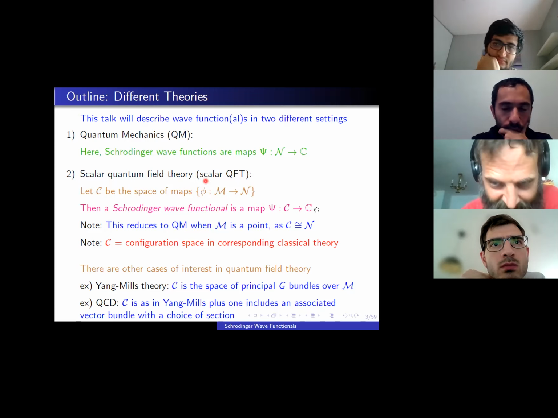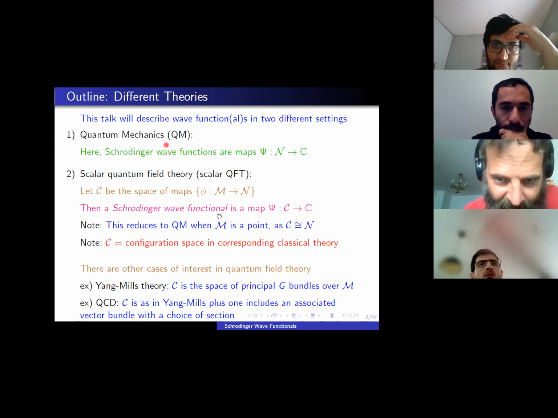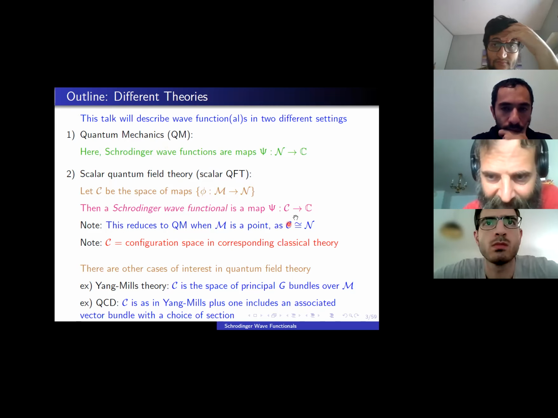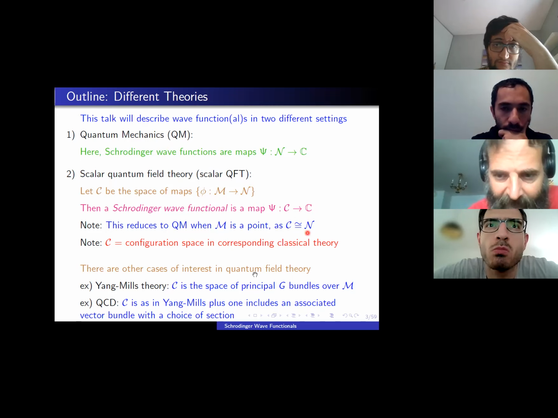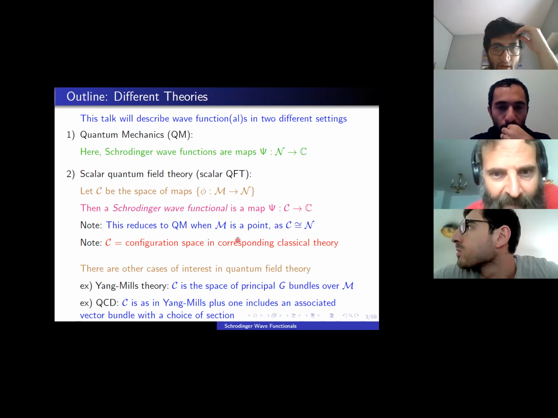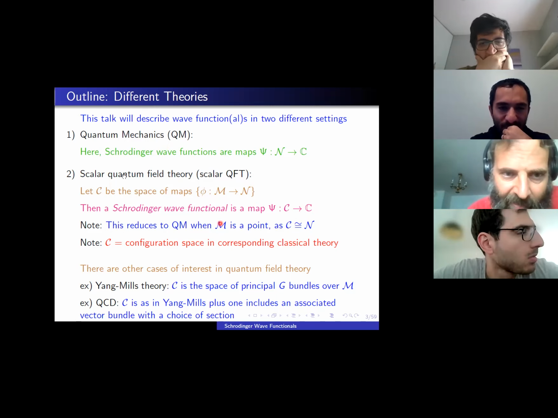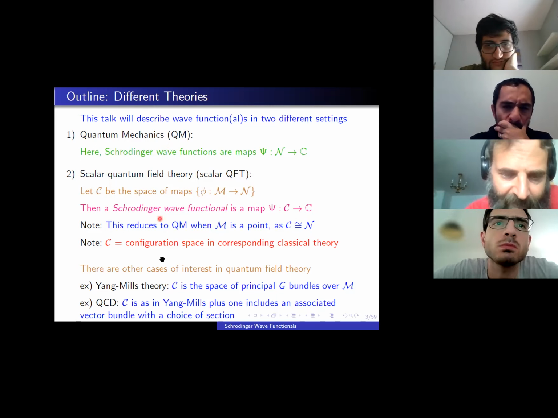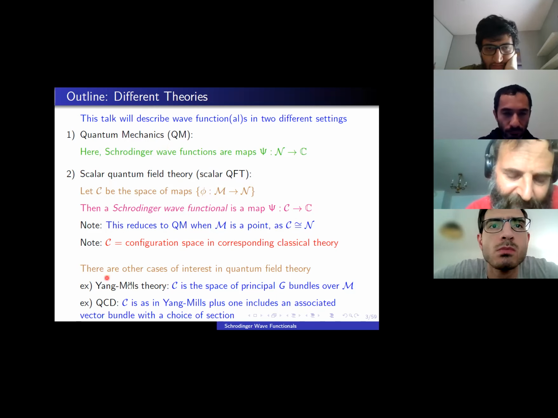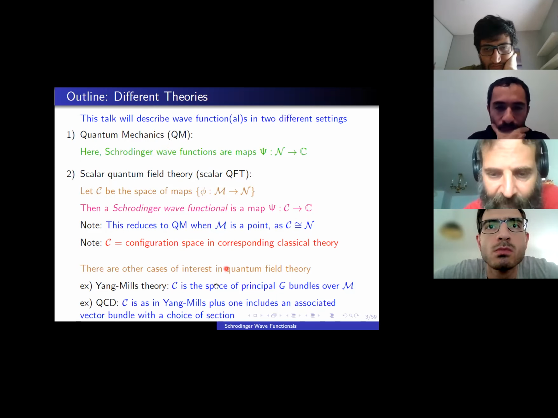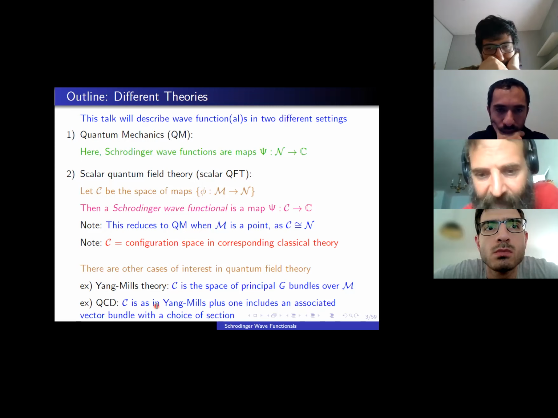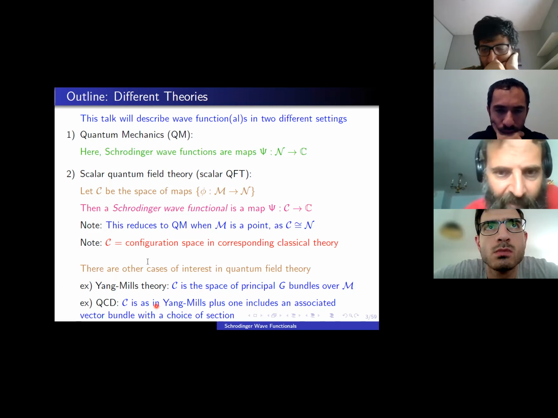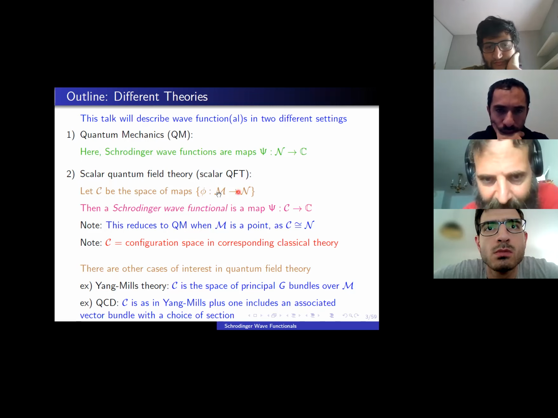So at each map, it associates a complex number. And notice the scalar quantum field theory reduces to quantum mechanics if you just take M to be a point, because then C is the same thing as N over here. And remember, the C was just the configuration space of the classical theory. Now, there are a lot of quantum field theories out here. These are scalar quantum field theories, but sometimes people are interested in other quantum field theories. So, for example, Yang-Mills theory, instead of considering maps, you'd consider principal bundles. Or QCD, instead of considering just principal bundles, you'd also add a principal bundle together with an associated vector bundle and a section. But they're all basically variations on the same thing. You take some complicated object and you consider maps from that to the complex numbers.